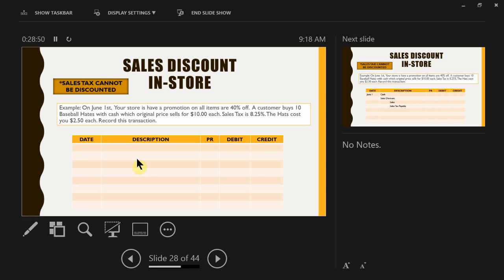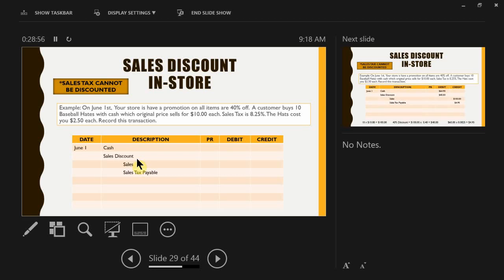Okay, and you're missing the sales discount. So that's the first thing, right? We're going to recognize sales, sales tax payable, and of course, cash sales discount. So again, sales discount is a contra account to sales, right? It reduces the sales.